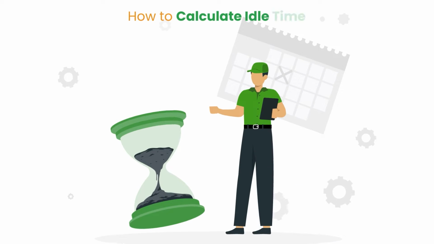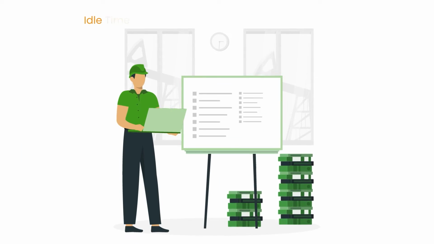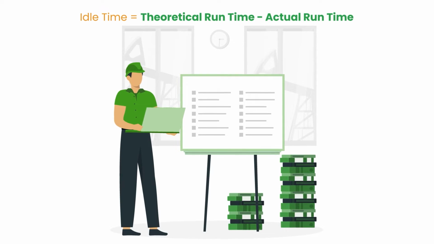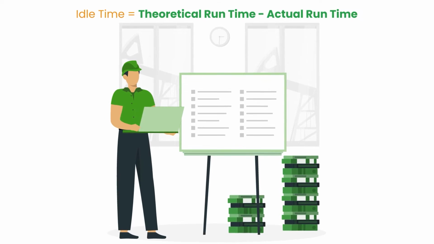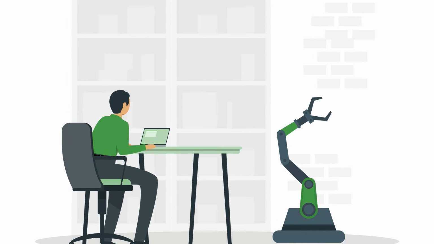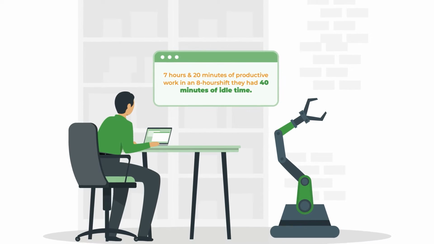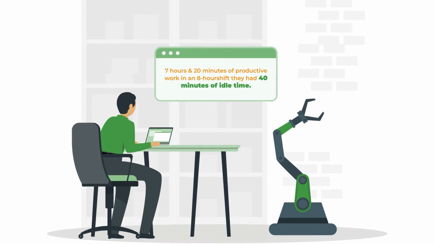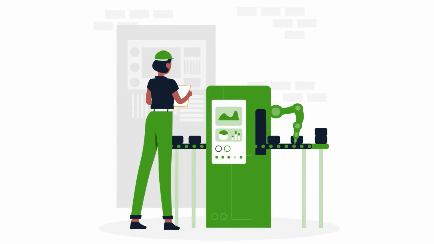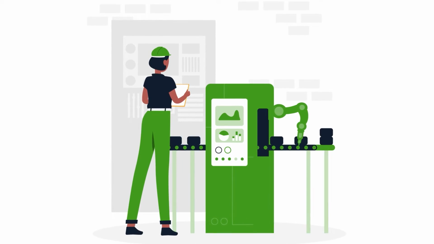So how do you calculate idle time? Idle time represents the difference between the time an asset is scheduled to run and its actual productive hours. For example, if an employee tracks 7 hours and 20 minutes of productive work in an 8-hour shift, they had 40 minutes of idle time. Calculating idle time for machines can be more complex.